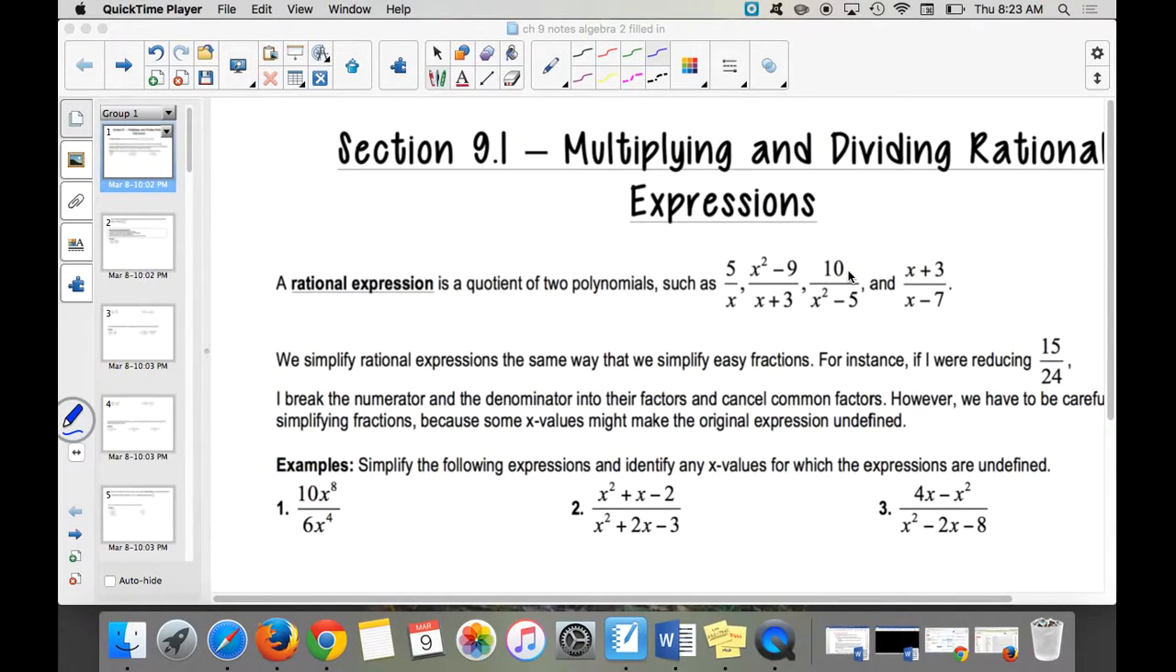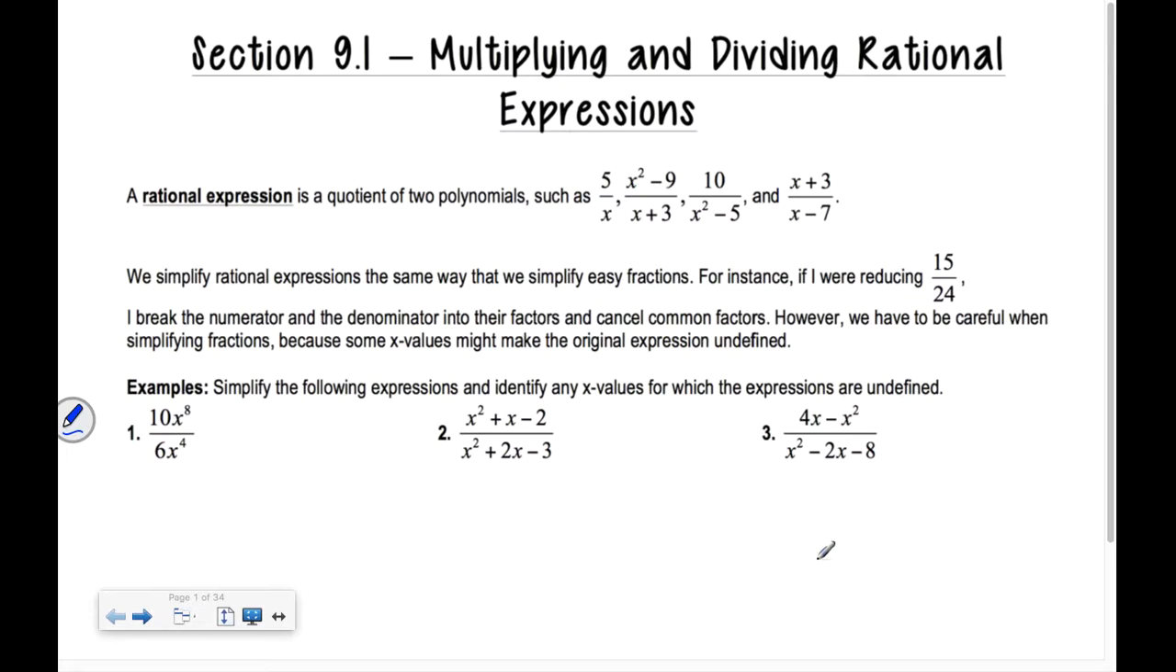Today is multiplying and dividing rational expressions. So basically, you guys have learned how to multiply and divide normal fractions with numbers. Now we're going to learn how to multiply and divide rational functions, which are fractions that have polynomials on the top and polynomials on the bottom. So we're going to be factoring and reducing.